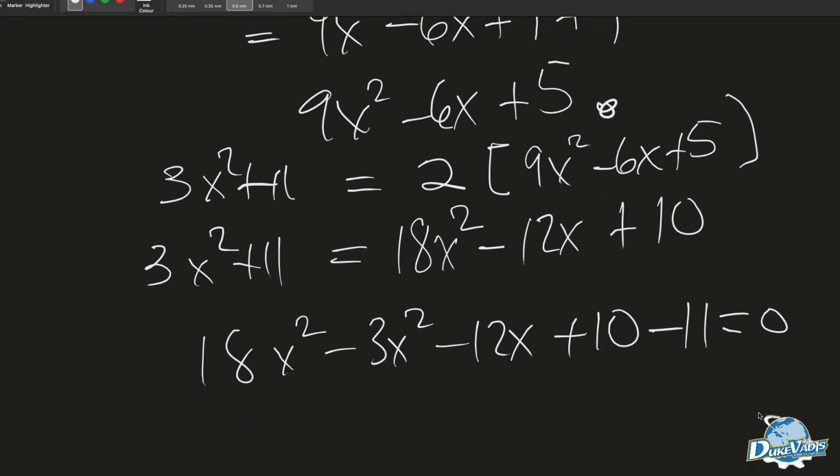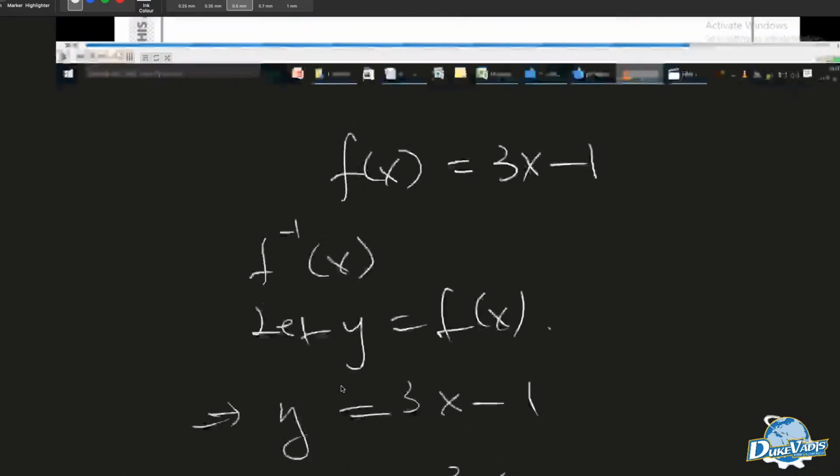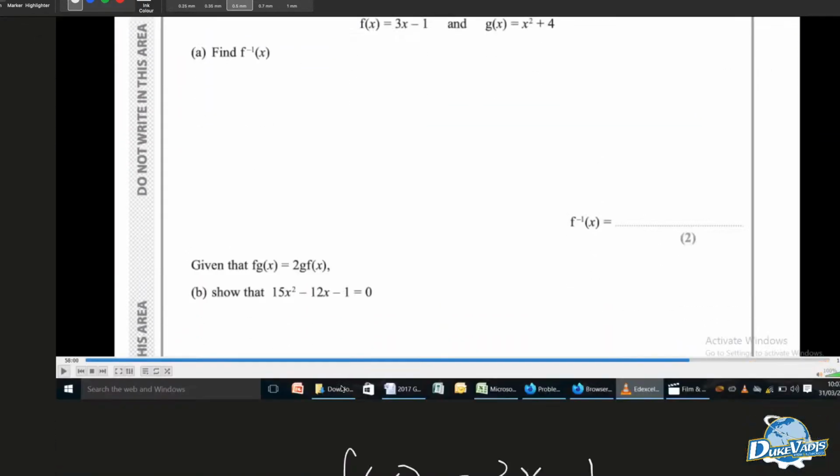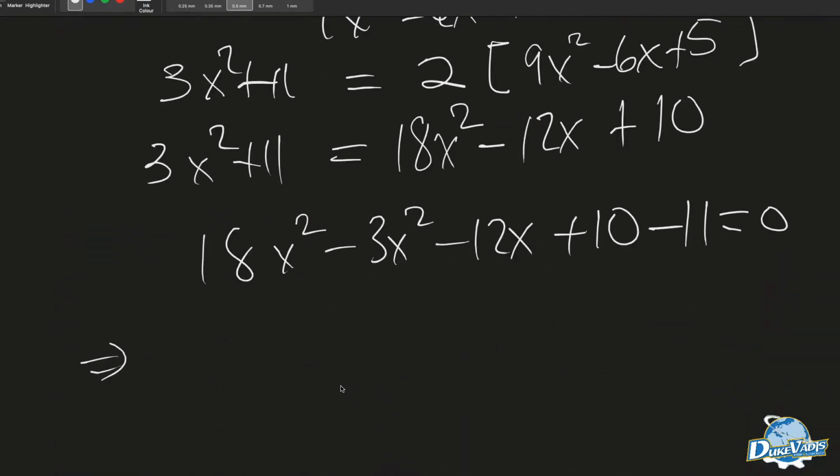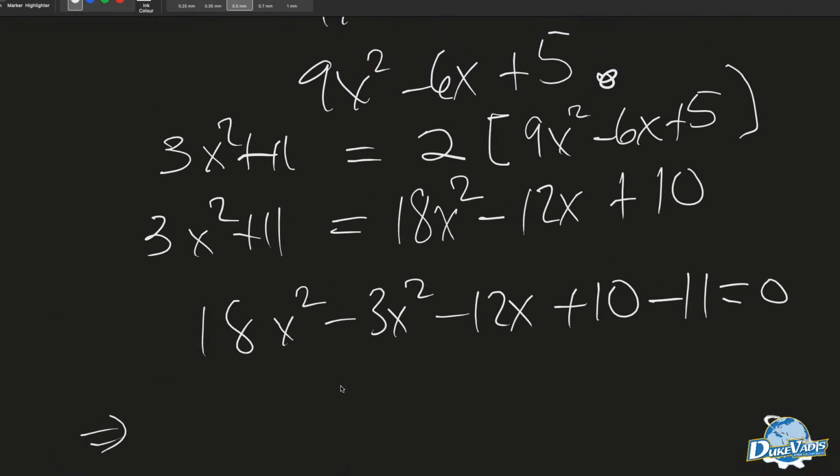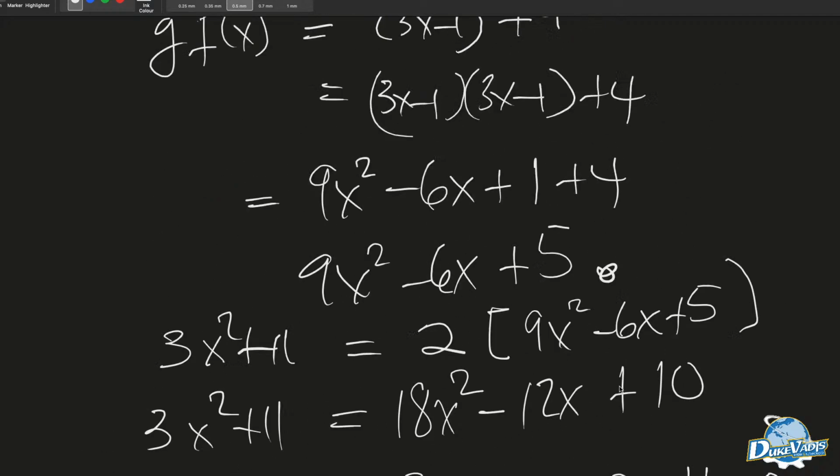So this implies 18 minus 3 is 15. What we're supposed to prove is 15x squared minus 12x minus 1 equals 0, and we have done that. So this will be 15x squared minus 12x, and 10 minus 11 will be minus 1, is equal to 0.